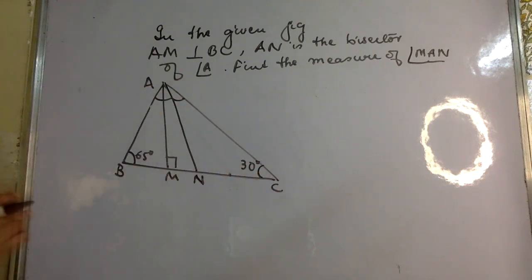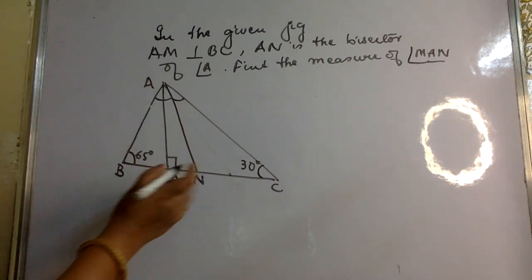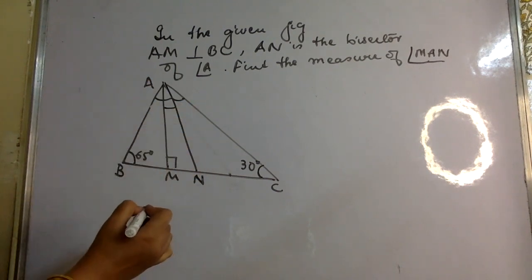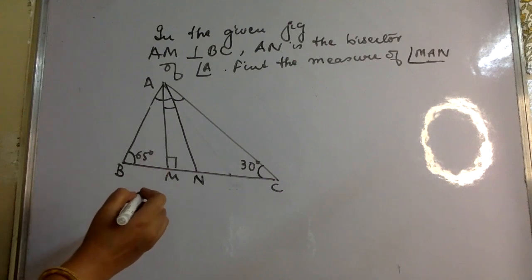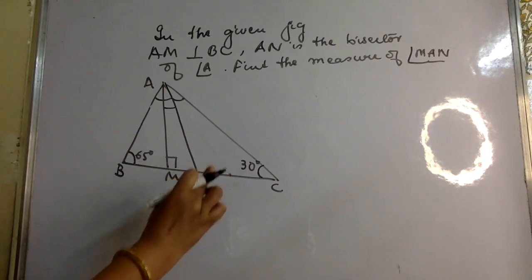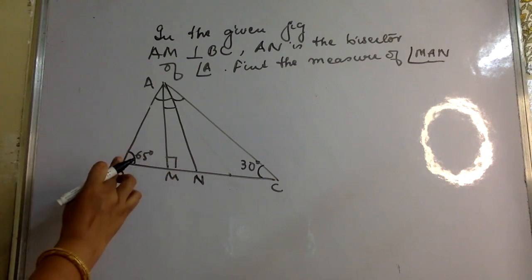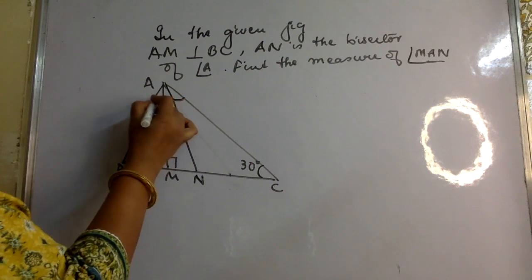Okay, so what do we have to find? We have to find angle MAN. We have to find this angle. Okay, how do we find it? Now we have a triangle here, and in this triangle we have this angle and this angle equal.